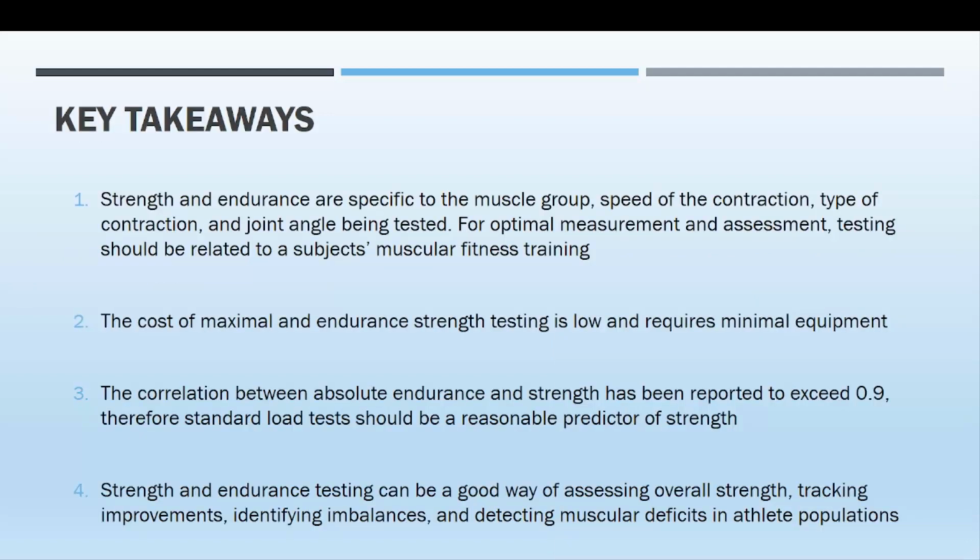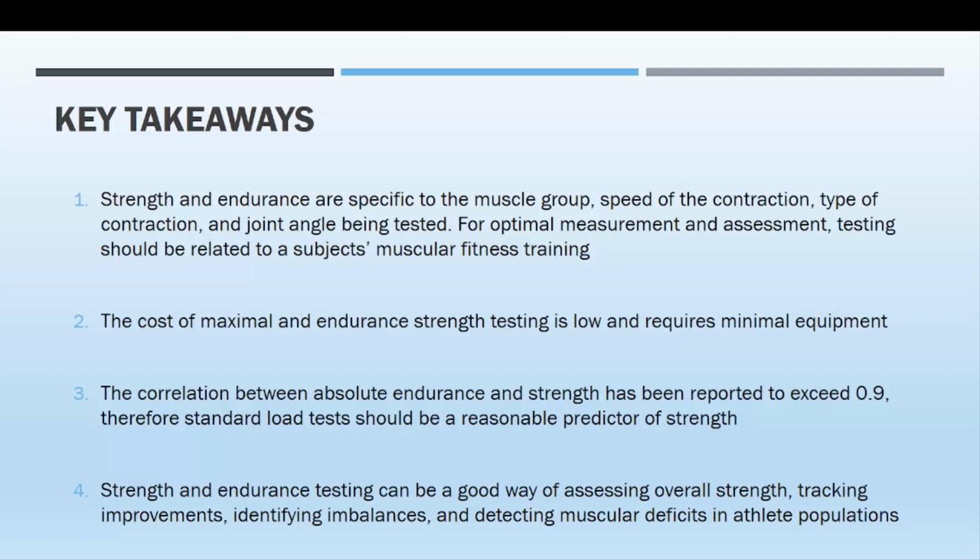So here are a few key takeaways from today's lab. 1. Strength and endurance are specific to the muscle group, speed of contraction, type of contraction, and joint angle being tested. For optimal measurement and assessment, testing should be related to a subject's muscular fitness training. This means that for an untrained population, you would choose tests that activate large muscle groups, whereas for a sports-specific athlete, you may target smaller muscle groups.